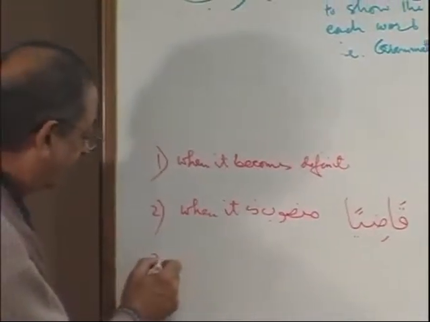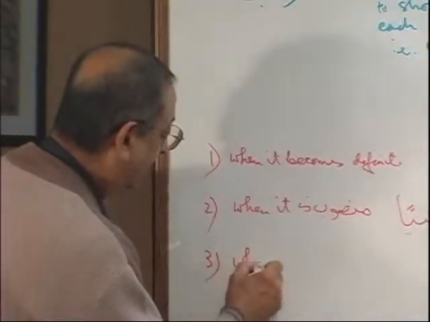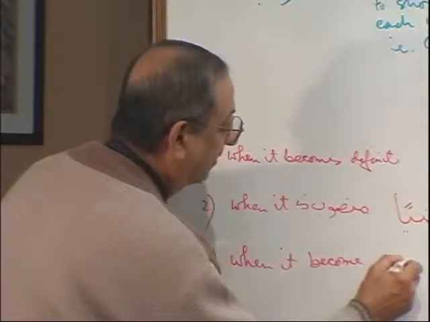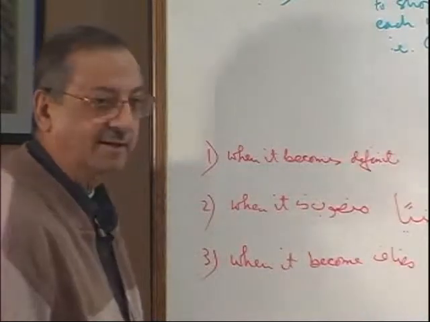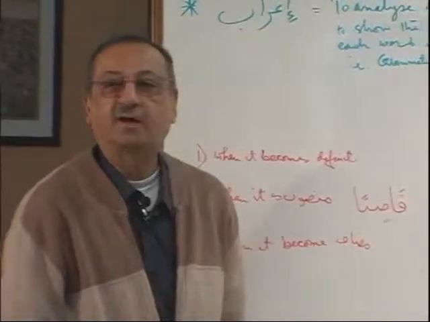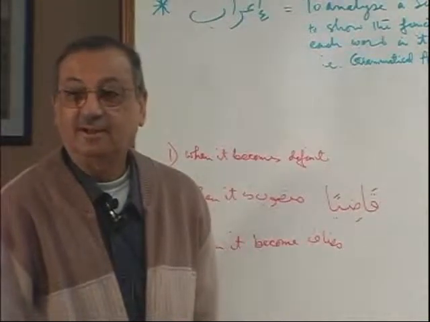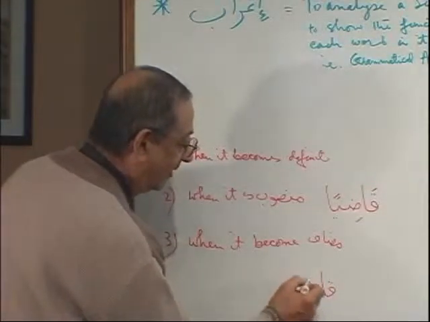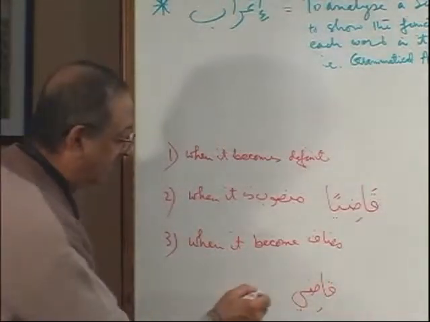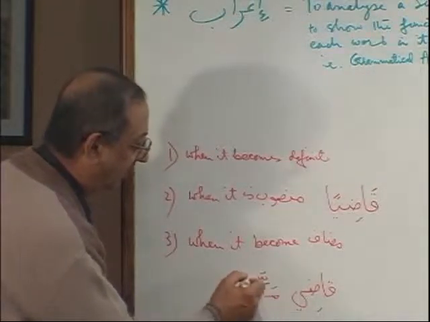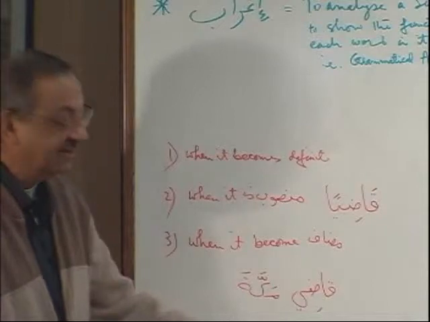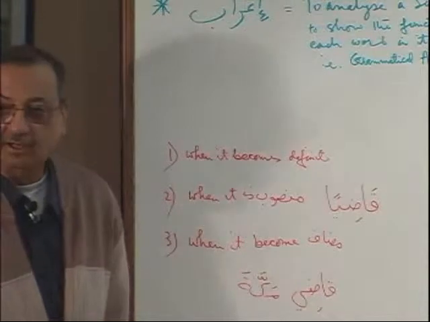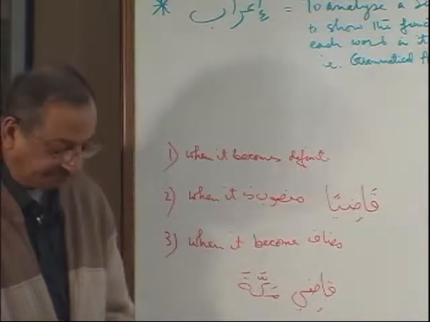Number three, when it becomes mudaf. Okay? Qadi of Makkah. So how will you write down qadi? Now ya will come out, and Makkata. Qadin now became qadi. So these are the three things, inshallah, you will make a note of it.